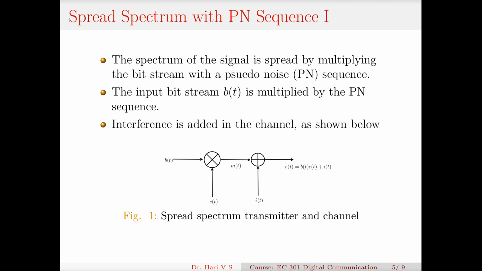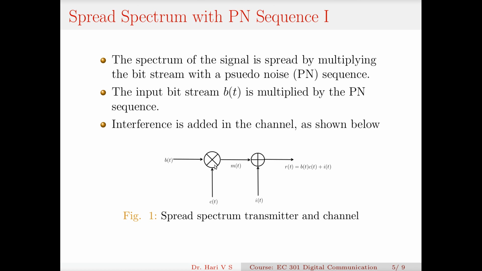Now, spread spectrum, the idea is multiplication by a PN sequence. A PN sequence is nothing but a pseudo noise sequence. It is called pseudo noise because it is not completely a random signal, because they are generated by fixed equations. But they look like a random pattern. So suppose I have a bit stream b(t). I multiply that bit stream by the PN sequence.